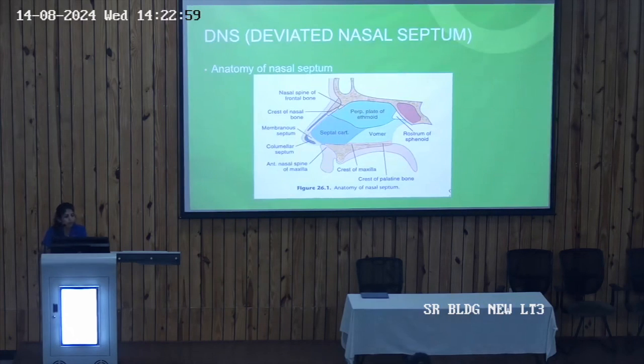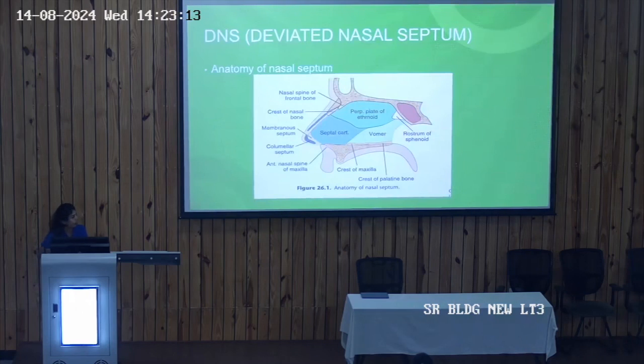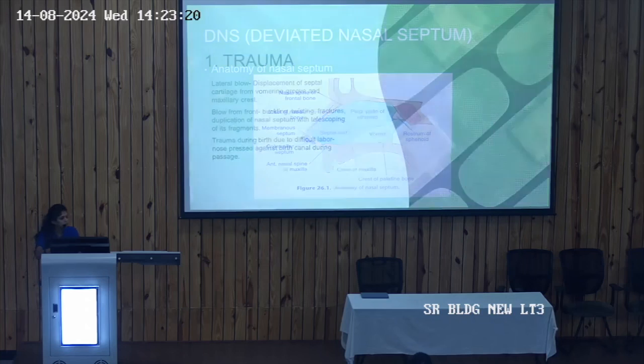Then coming to the nose, DNS, which is deviated nasal septum. This is also very common in ENT OPDs. Basically, first let's see the anatomy of the nasal septum. The medial part consists of the septal cartilage and then the perpendicular plate of ethmoid, vomer. Then there is the crest of maxilla and the crest of palatine bone.